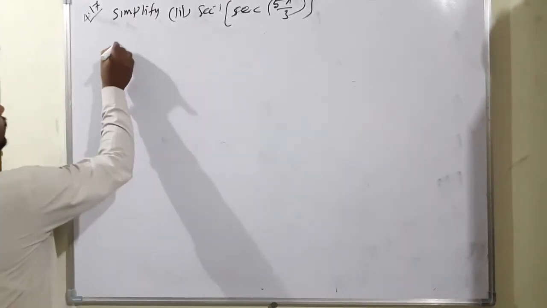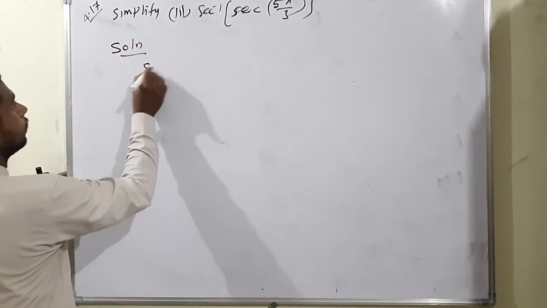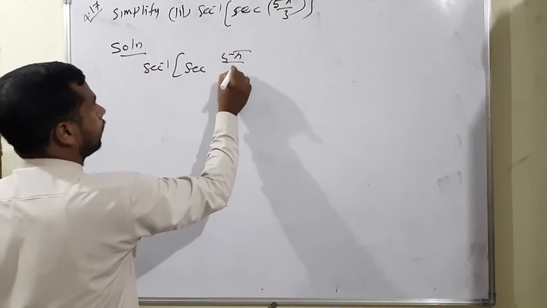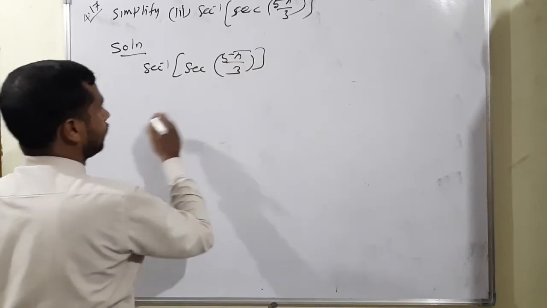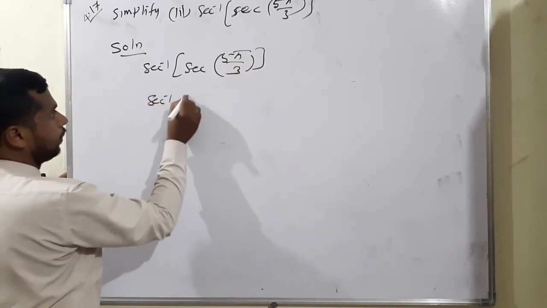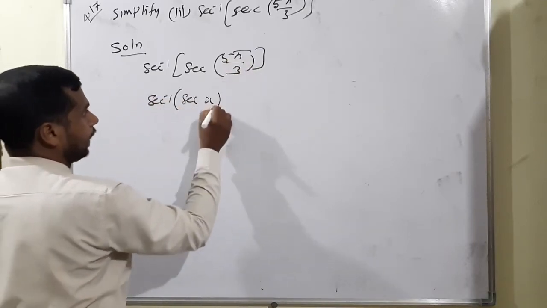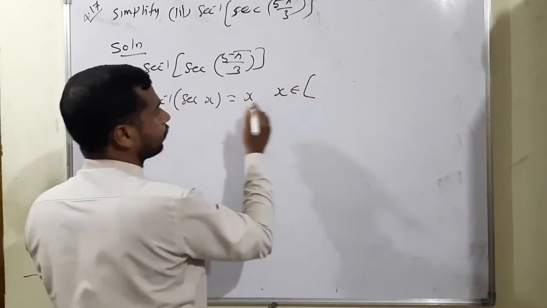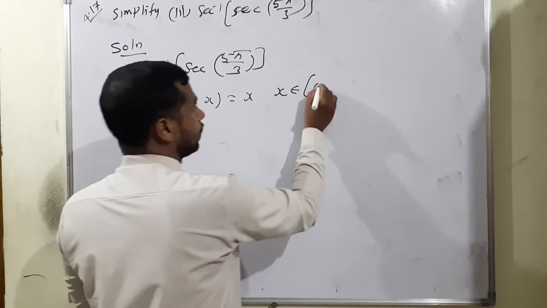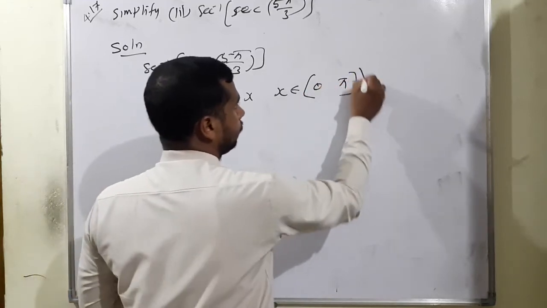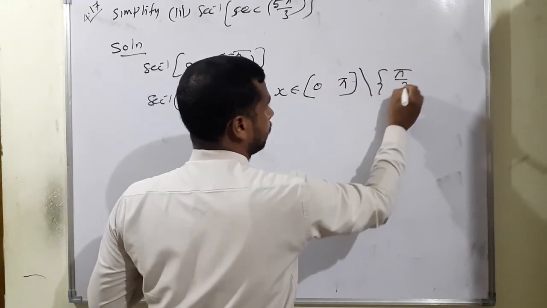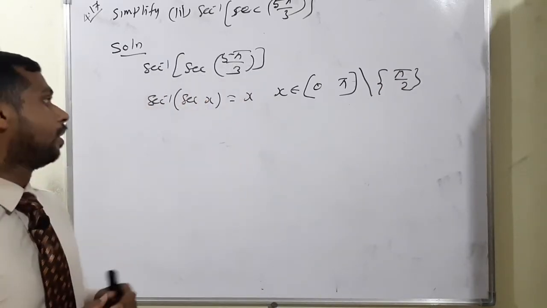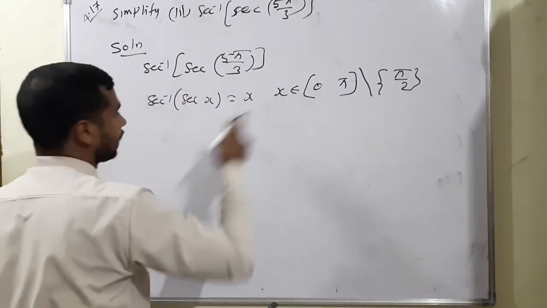Subdivision 3rd. What is the question? Solution: secant inverse of secant of 5 pi by 3, isn't it? What is the main property? Secant inverse of secant x is equal to x when x belongs to 0 to pi, since secant is the reciprocal of cos. The range for cos is 0 to pi, but for secant inverse, except pi by 2. At pi by 2 it is infinity, which is not a value. That's why they exclude pi by 2.